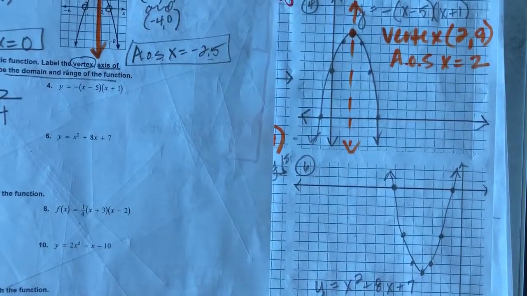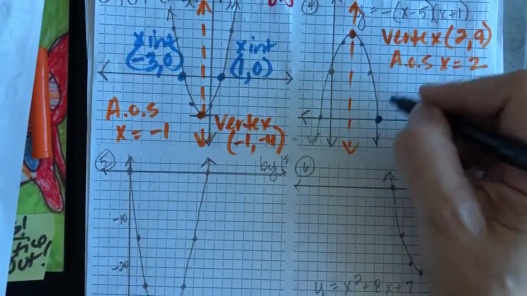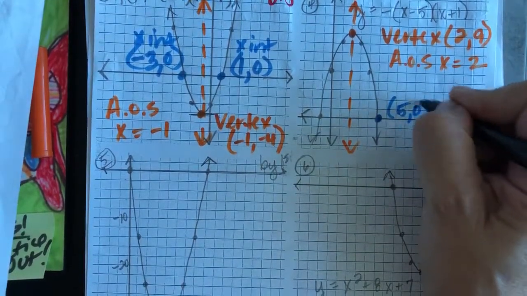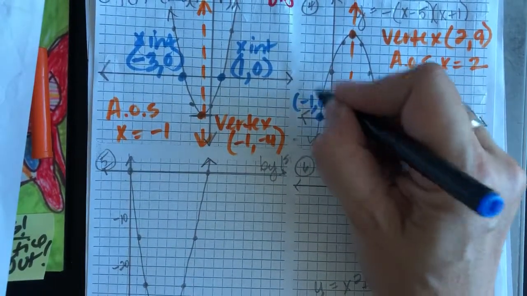And then what are the other things they want on here? I had a blue marker. My x-intercepts are at (5, 0). That's an x-int. And (-1, 0) is the other one.